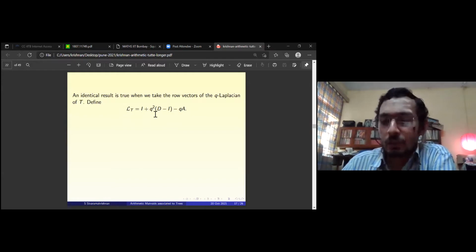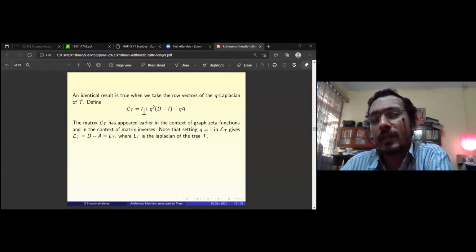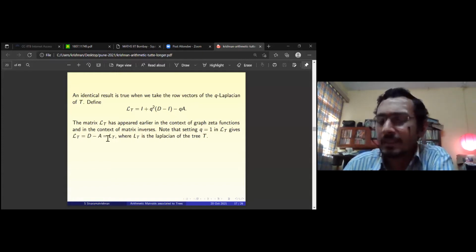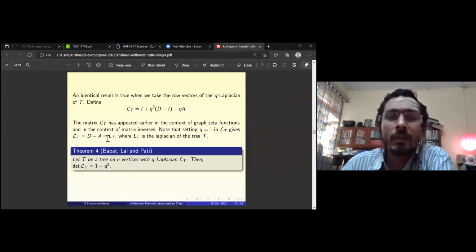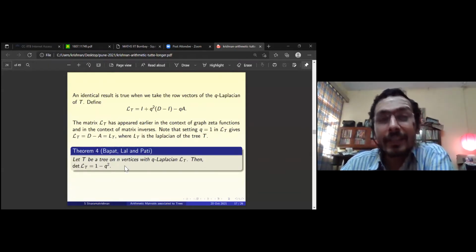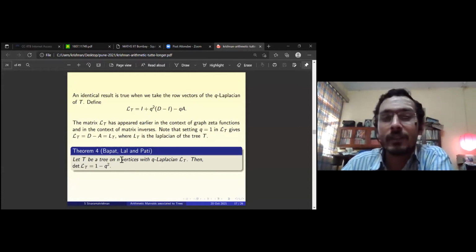You look at this Laplacian matrix. If you set Q equal to 1, you get the original Laplacian: I plus D minus I minus A, which is D minus A, the usual Laplacian, which is well studied by all graph theorists. Here is again a very surprising result of Bapat-Lal-Pati. This is the same 2006 paper. That paper has three or four results which are very, very surprising.